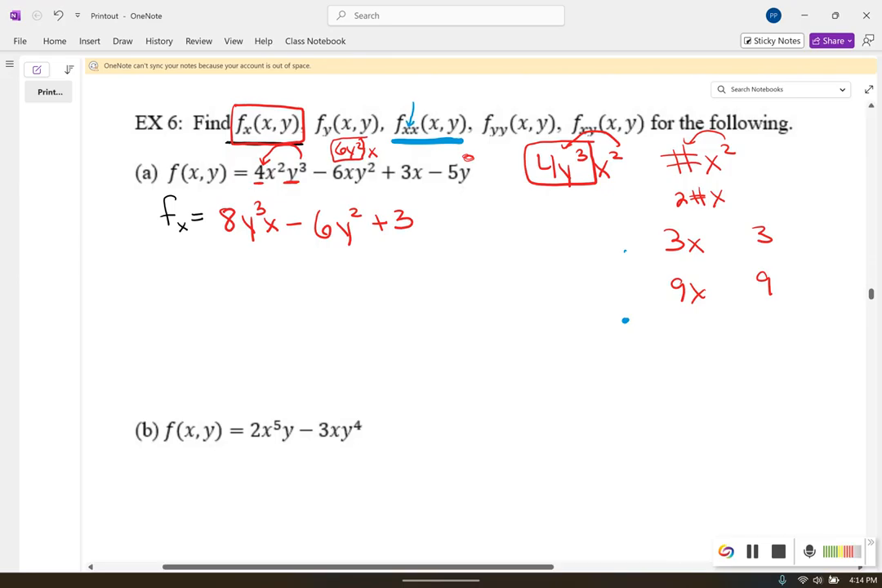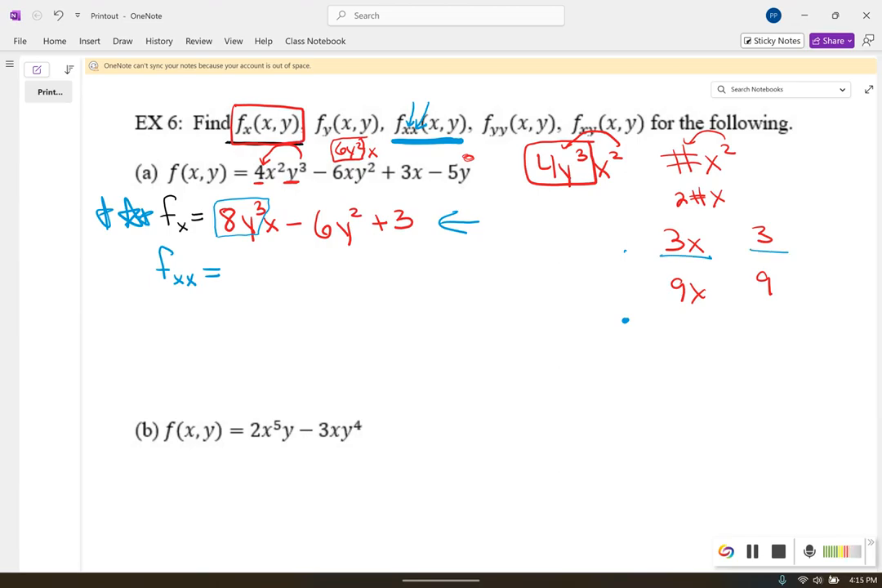So the first one tells you to take the partial derivative with respect to x first, and we did that already. But now the second one says we're going to take the partial derivative of this one right here that we just found, and find the partial derivative of it with respect to x again. So looking at this one right now, partial derivative with respect to x means y is just a constant. So we have this big constant number here times x. Again, if it was 3x, derivative would be 3. If it was 9x, derivative is 9.